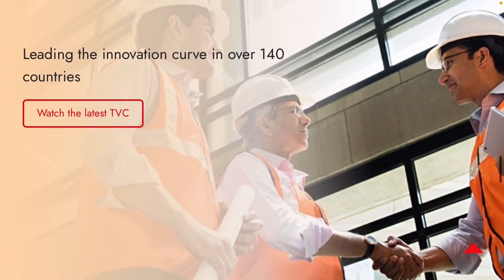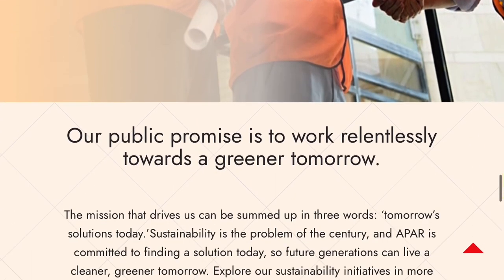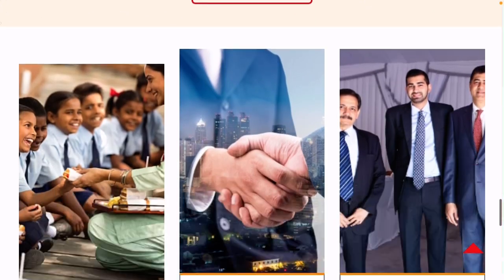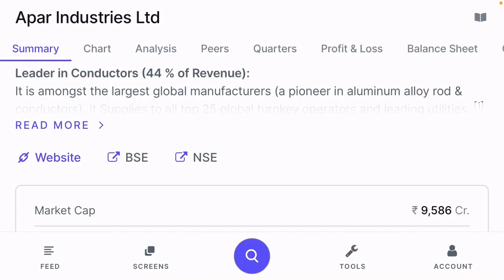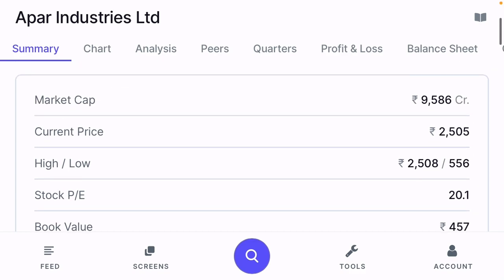Very, very good company, leading the innovation curve in 140 countries. Okay, very, very good company. So let's read more information in detail in the fundamental analysis.